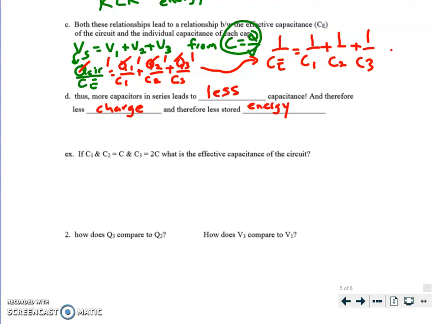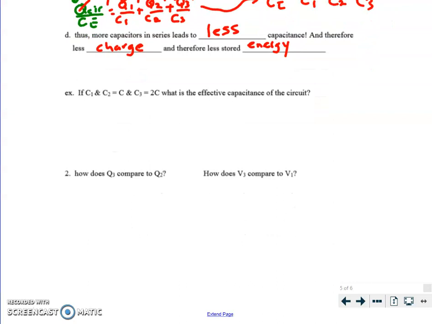Okay, so you wouldn't necessarily expect that. So putting capacitors in series has its uses, but it's not to build up more and more charge. Okay, so let's look at a sample problem generically. So let's say I'm referring back to the diagram in the upper right-hand corner. We have C1 and C2 are the same capacitance, and we're going to say C3 is twice the capacitance. What is the effective capacitance of the circuit?